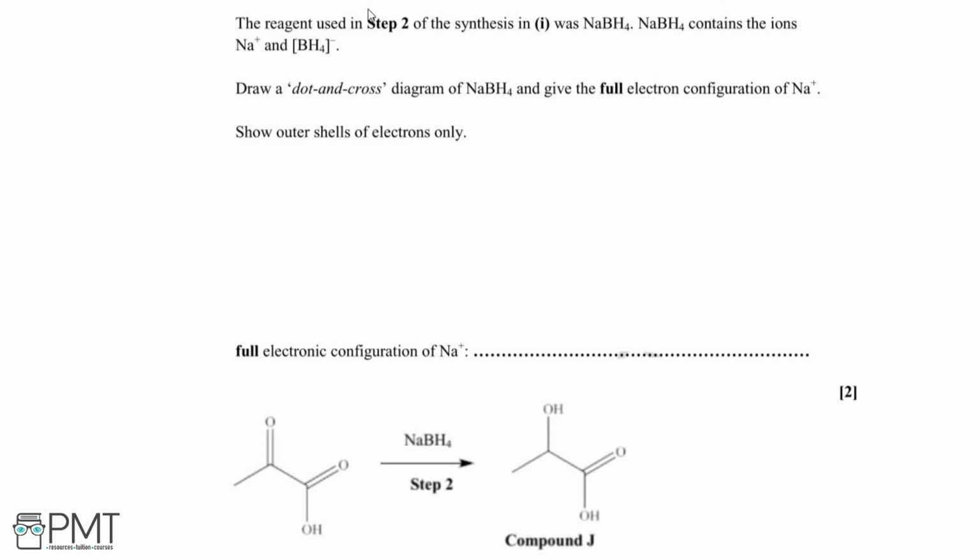The reagent used in step 2 of the synthesis, shown below, was sodium tetrahydroborane, and this compound contains the following ions shown here. And for this question, we need to draw a dot and cross diagram of our sodium tetrahydroborane and give the full electron configuration of our 1+ sodium ion.